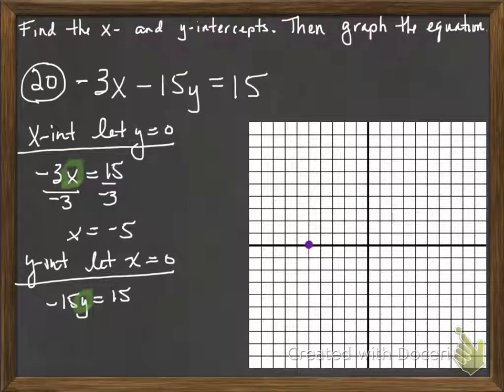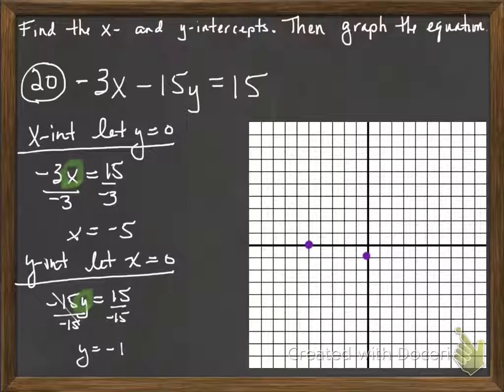And y is being multiplied by negative 15, so I'm going to divide both sides by negative 15. And my y value comes out to be negative 1. So my graph is going to cross the y-axis at negative 1. The y-axis is the axis that goes up and down. And if my y value is negative, I'm going to go down 1. And then I am going to draw my line.